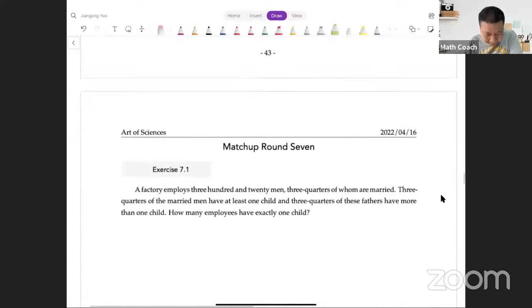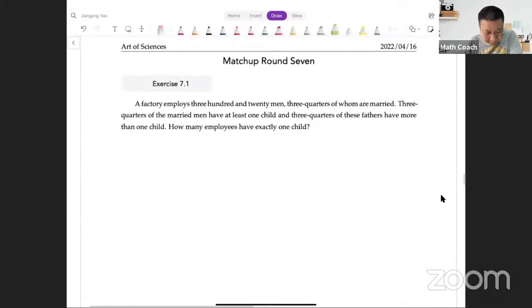Okay. So question 7.1. A factory employs 320 men, 3/4 of whom are married. 3/4 of the married men have at least 1 child, and 3/4 of these fathers have more than 1 child. 93, go ahead. Okay, so 45 is the correct answer.